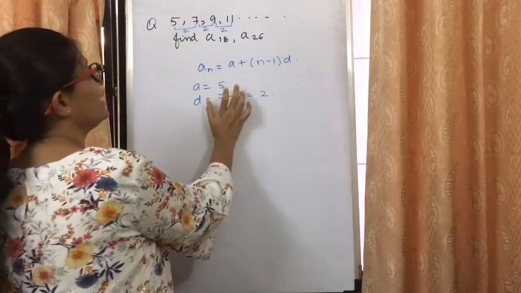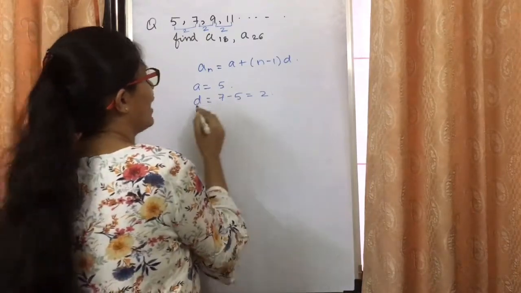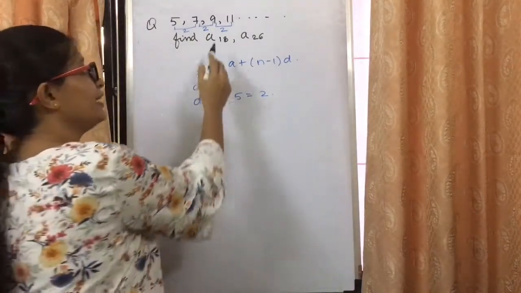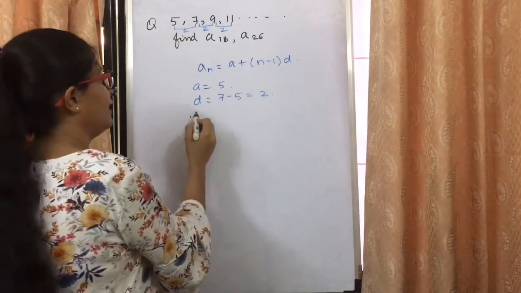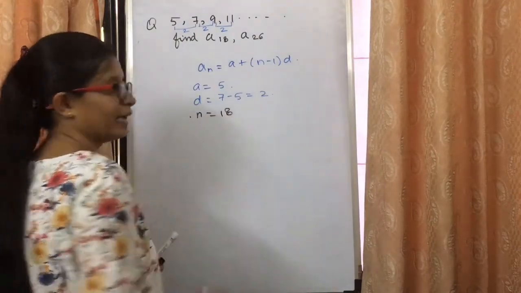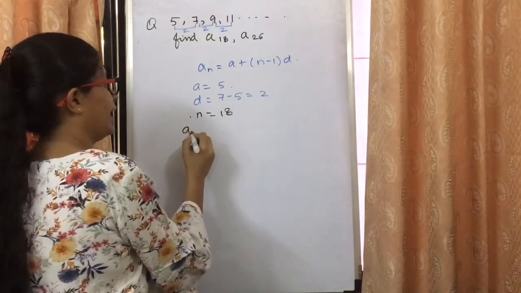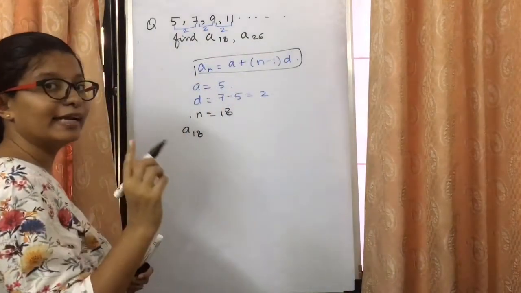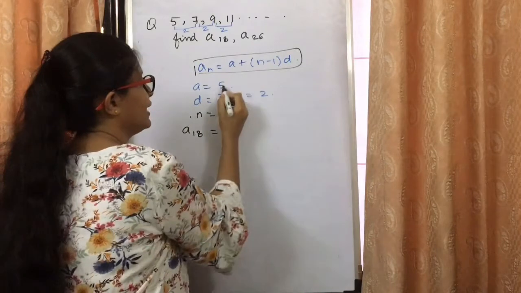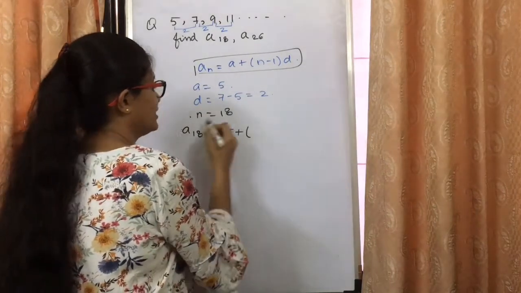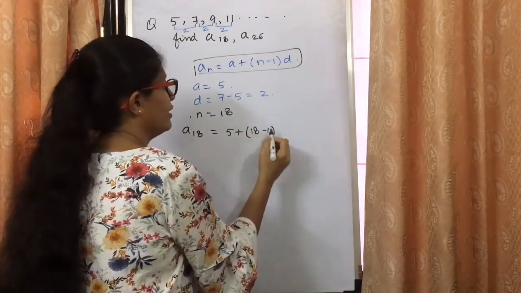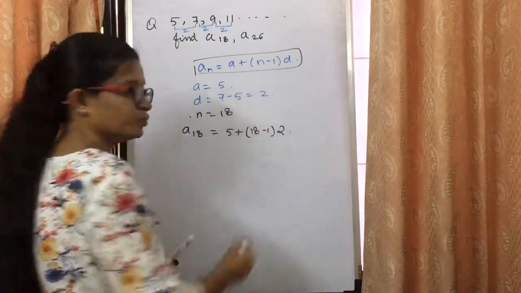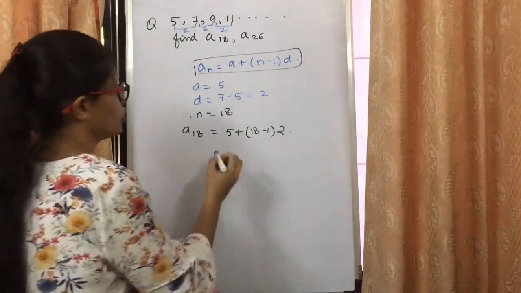So if it is an arithmetic progression, I know my A is 5, my D is 2, and I need to find A18. A18 means n is 18. So let's substitute in this formula, the formula for the nth term of the series. What is A given to us? 5 plus. What is n? 18 minus 1. And what is D? D is 2. Fine.